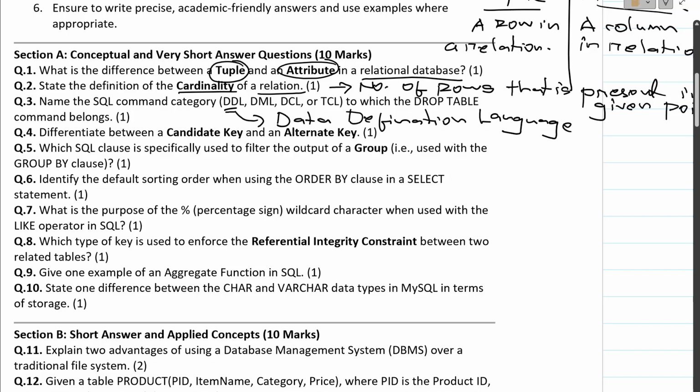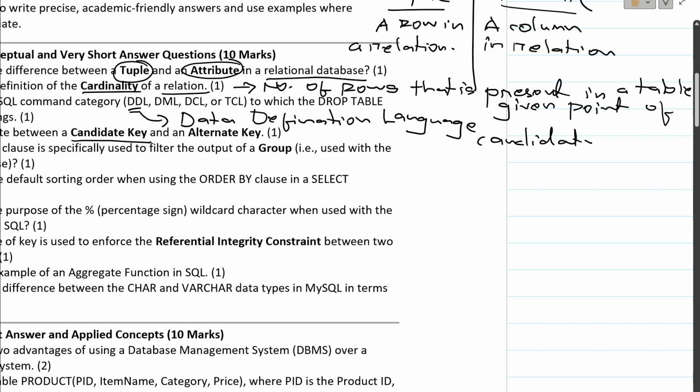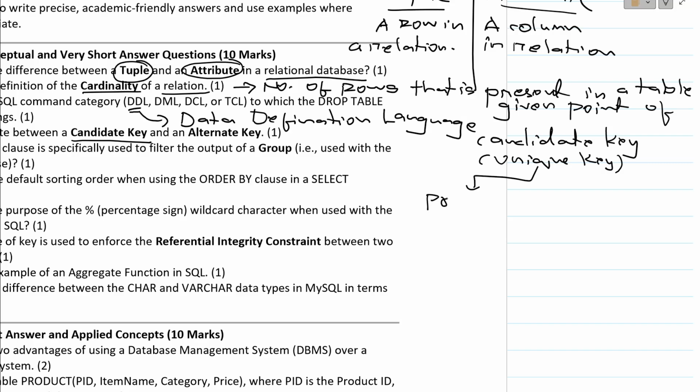Now let us understand: differentiate between candidate key and alternate key. It's an easy one. Candidate key means what? Unique key, yes or no? Whatever unique keys we have identified from a particular table are considered to be candidate keys. And what do we mean by alternate key? We do have 3 things, right? Under candidate key there come 2 things. This is my unique key, and under this we have 2 categories. One is primary key, another one is alternate key.